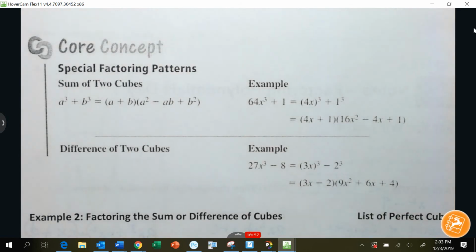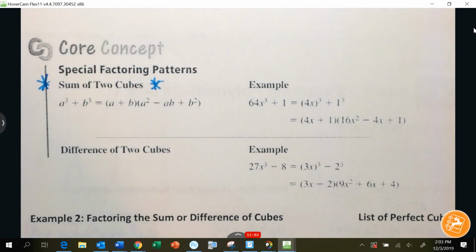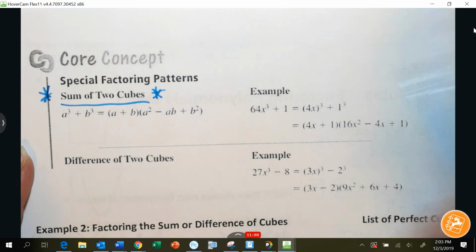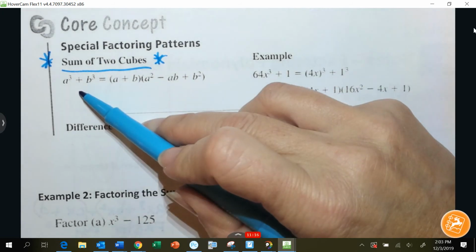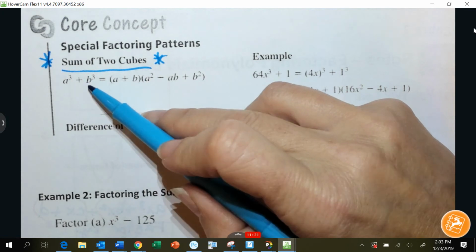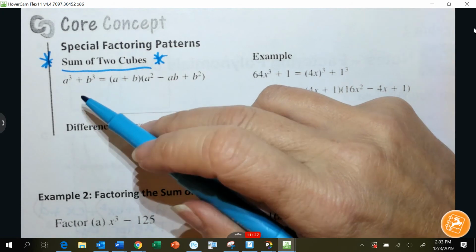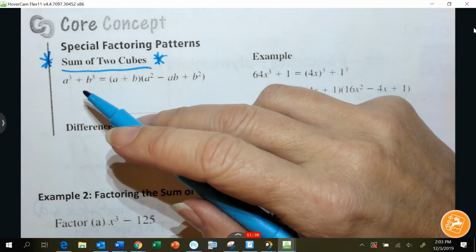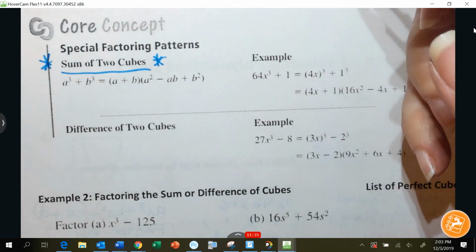Okay. This is called sum of 2 cubes. I even underlined and starred it. So this would be when we have addition between 2 perfect cubes. If we have addition between 2 perfect cubes, there is a formula. And I'm going to go through that formula, like I'm going to rewrite it. It's written right here, but I'm going to rewrite it so you can see how I use that.